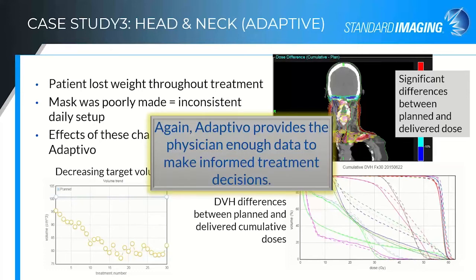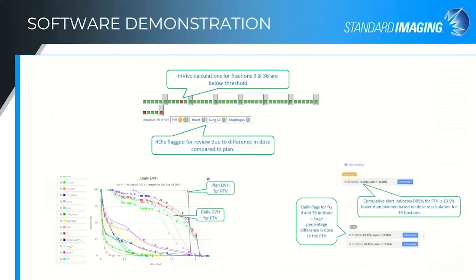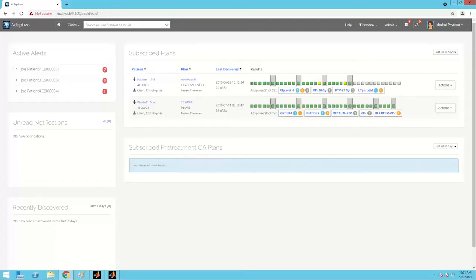Again, in this case, Adaptivo provides the physician enough data to make informed treatment decisions. And so now I'm going to pull up the software so that I can review in some more detail what the software actually looks like. And hopefully you're seeing the software now.